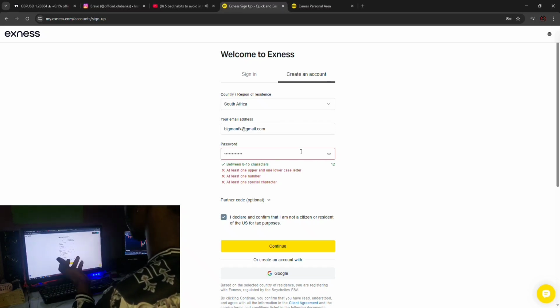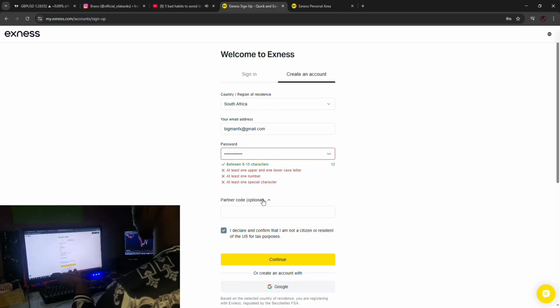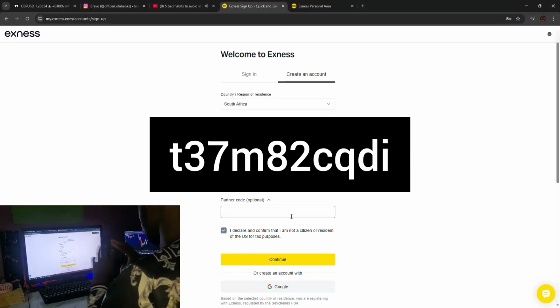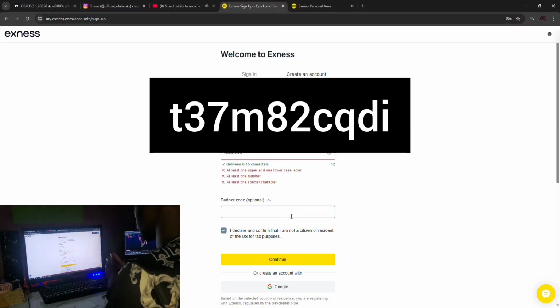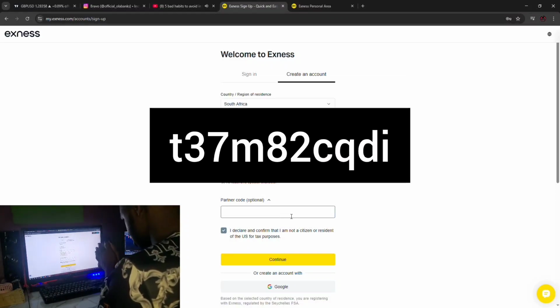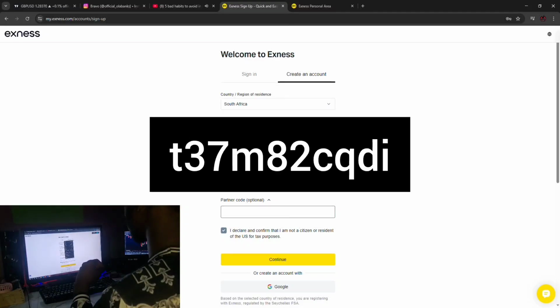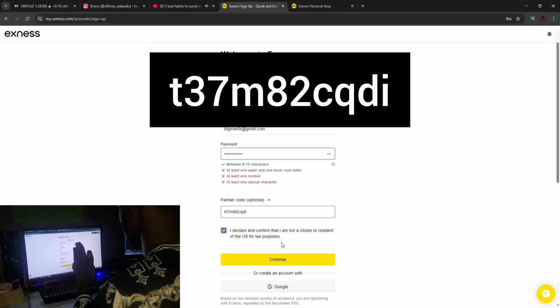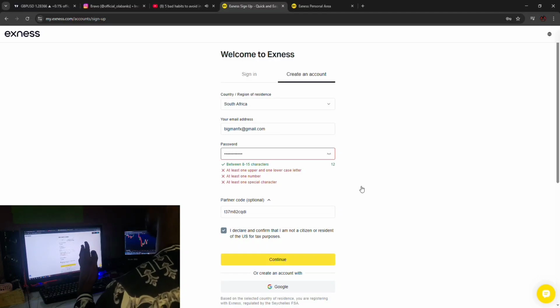and put my password here, and on the partner code here, you want to paste this. You will see a code showing on the screen right now. When I'm editing this video, I'll put it on my screen. So that's the code we want to copy and put on this partner code here. Paste it. Make sure this code is there on the partner code. Make sure you paste it, and just like that, you click on continue.